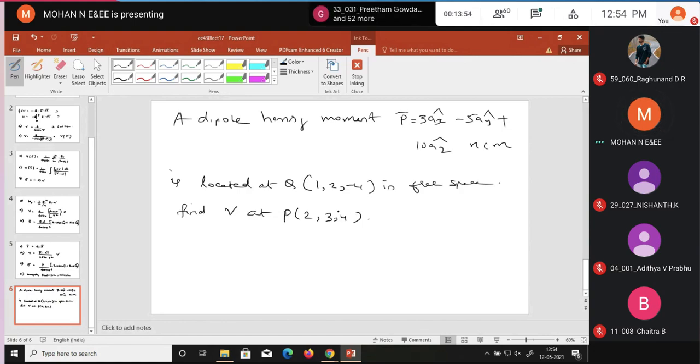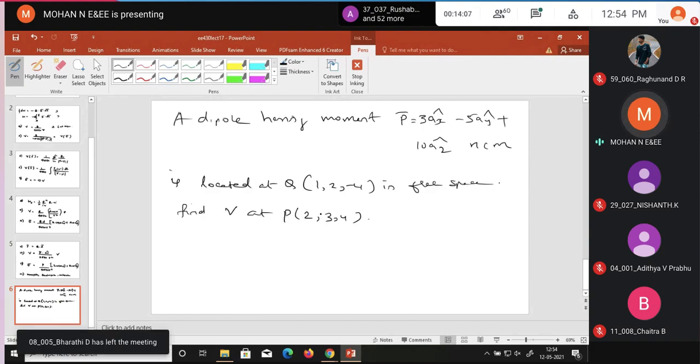So you have the dipole and its moment is also given, that is nothing but q into d vector. It is located at the point (1, 2, -4). You are supposed to find the potential due to the dipole at (2, 3, 4).